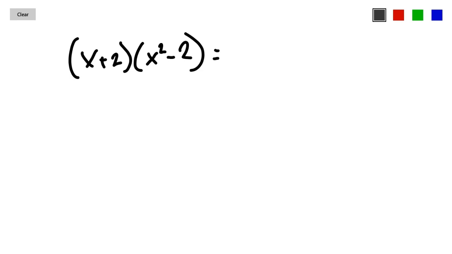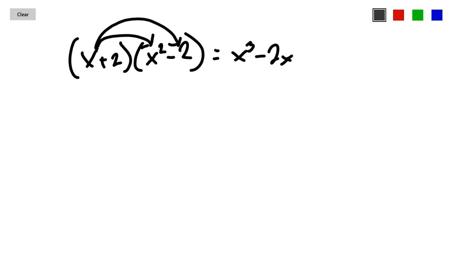Let's say that we had x plus 2 times x squared minus 2. So the first thing that we do is we multiply the first two numbers in each binomial pair together. And that's going to be the x and the x squared. So x times x squared gives me an x cubed. Then the next product are the two outermost numbers. And that's going to be your x times the minus 2. And that gives me a minus 2x.